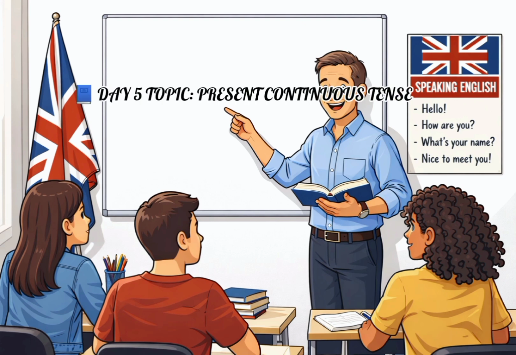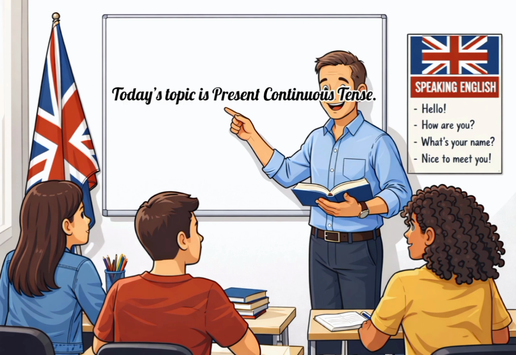Day 5 topic, present continuous tense. Today's topic is present continuous tense. We use it to talk about what is happening right now, what someone is doing at this moment. Structure: subject plus is/am/are plus verb plus ing. Structure explanation: I plus am. I am learning English. I am watching this video.